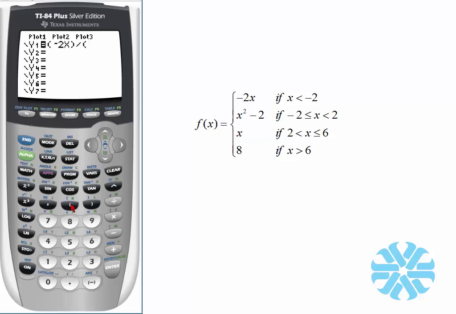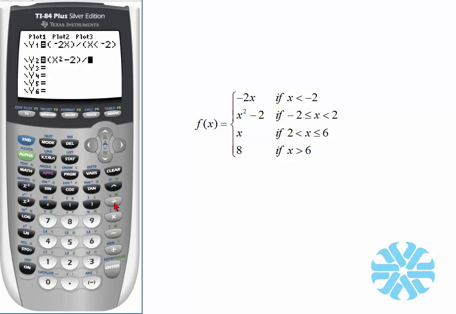So a left-hand parenthesis, and x must be less than negative 2. So again, we hit second function and then the math button, and the less than is number 5, and then negative 2. And then we are going to close the grouping symbol, and then we'll move down to y2. So now we're going to enter in the quadratic. So again, a left-hand parenthesis, x squared, subtract 2, close the grouping symbol, separate it with a division symbol.